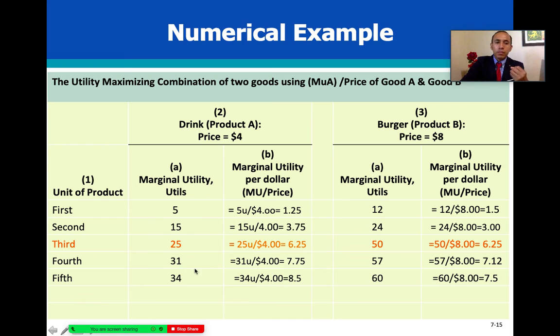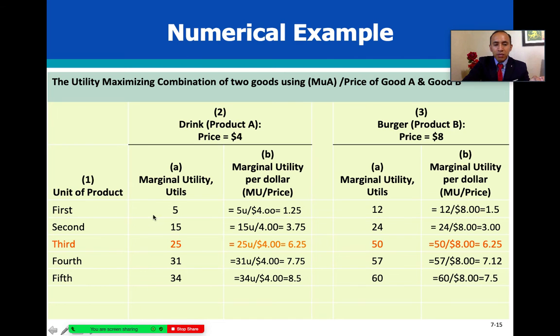So here we have a numerical example of a utility maximizing rule combination for two goods using marginal utility divided by the price of the good. Suppose we have a drink and a burger. We're looking at how many drinks and burgers we can consume. We have the first unit of a drink, the second unit of drink, and the first burger.